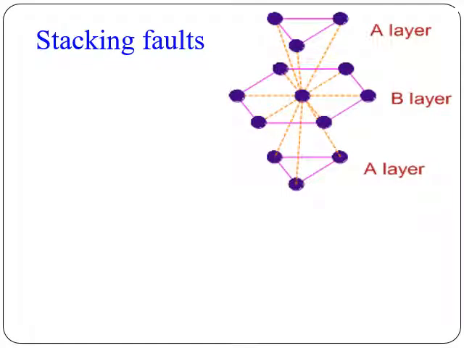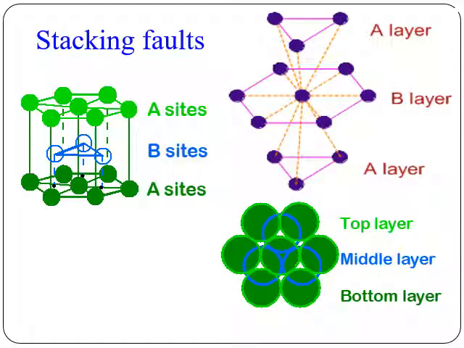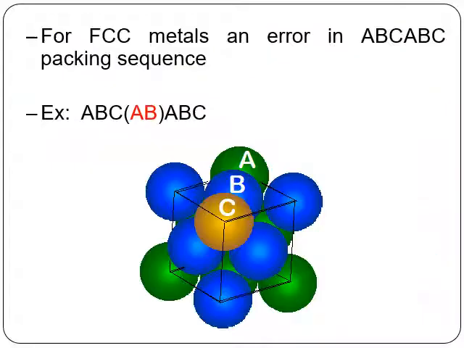Next, stacking fault. The best example, as I said, is HCP, where we have AB. A stacking fault means one of the planes is missing from its place. So instead of AB, it will be AAB and so on. Now the B site is missing from its place. So this is regarding the HCP.